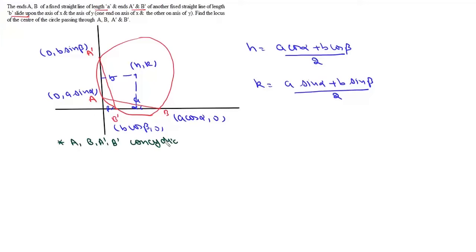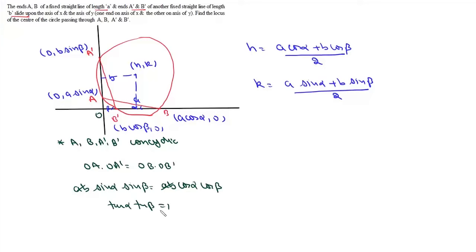And if they are concyclic, then OA into OA dash must be equal to OB into OB dash. That is, AB sin alpha sin beta must be equal to AB cos alpha cos beta. That means tan alpha tan beta must be 1. That means alpha plus beta must be pi by 2.